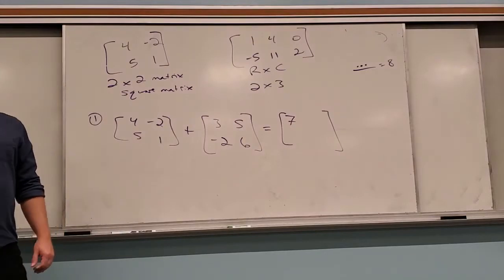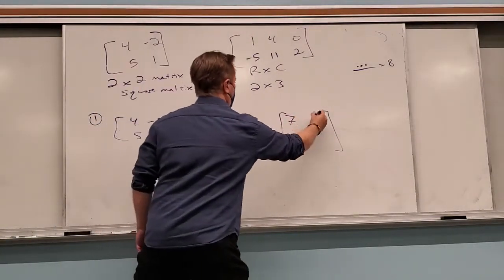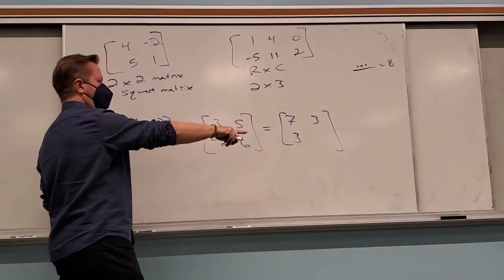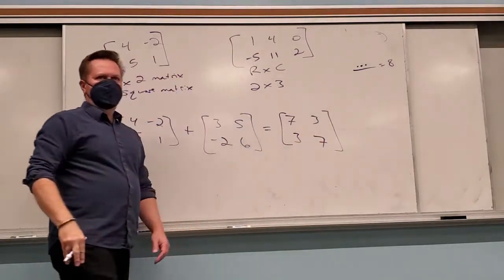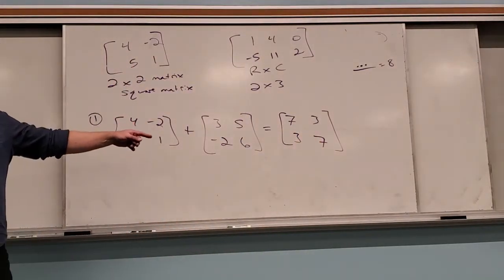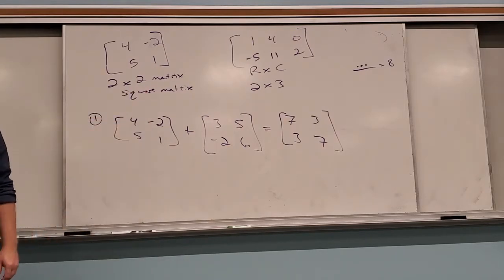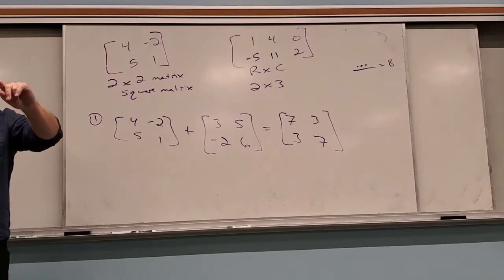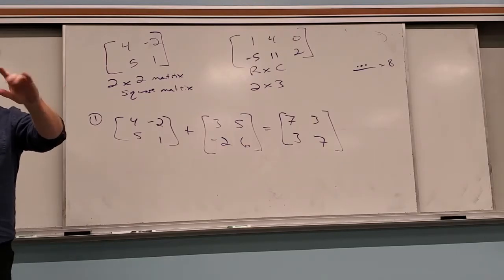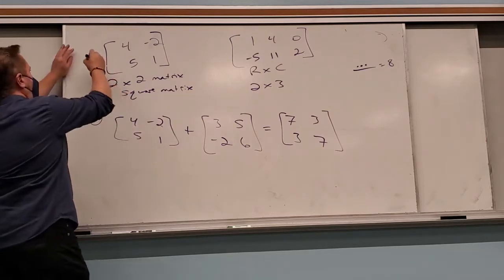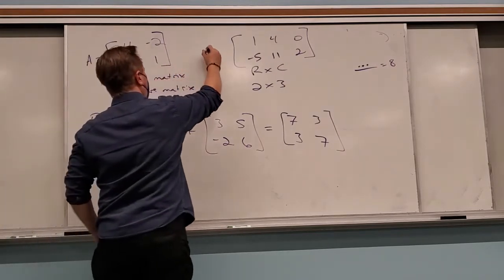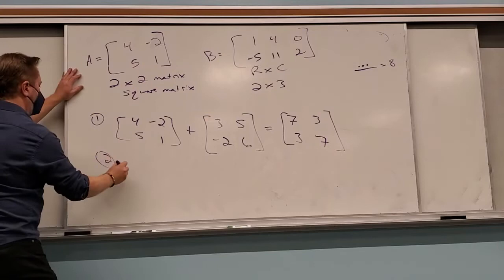Isn't that nice? So what goes here? 3. What goes here? 3. And what goes there? 7. It's just a coincidence that it came out to be like that. That's kind of neat, a nice symmetry thing. So matrix addition works the way you would hope. Matrix multiplication does not, but we'll get to that in a minute. So let me ask you this. If I call this matrix A, so we normally use capital letters for matrices, and I call this matrix B, what do you think about A plus B?